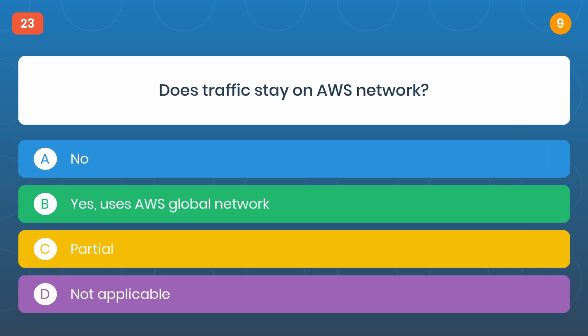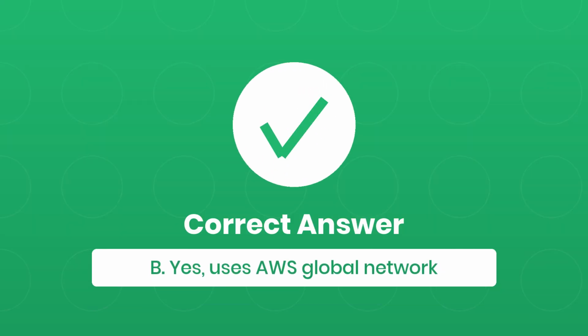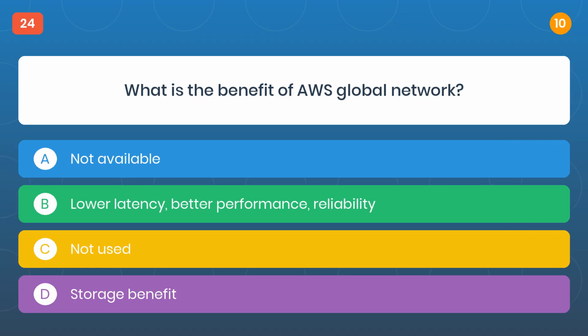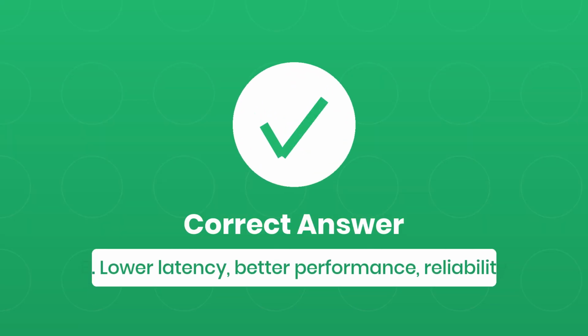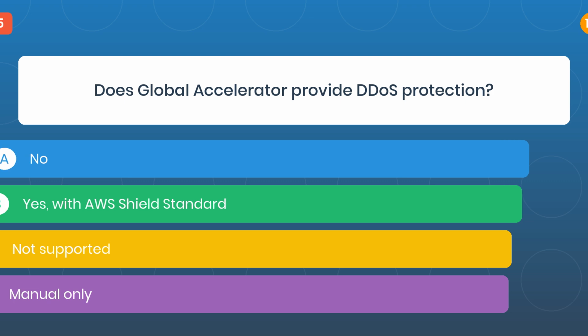Question 23. Does traffic stay on AWS network? The correct answer is B, yes, uses AWS Global Network. Question 24. What is the benefit of AWS Global Network? The correct answer is B, lower latency, better performance, reliability.